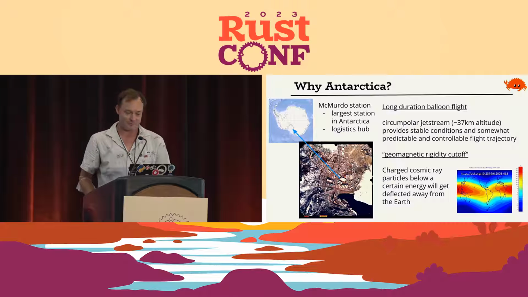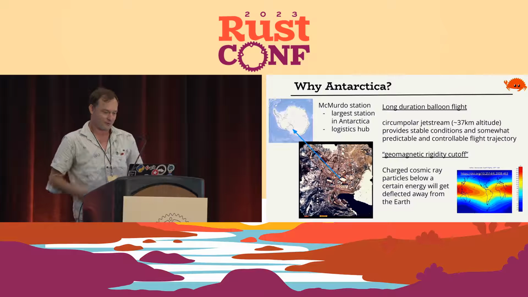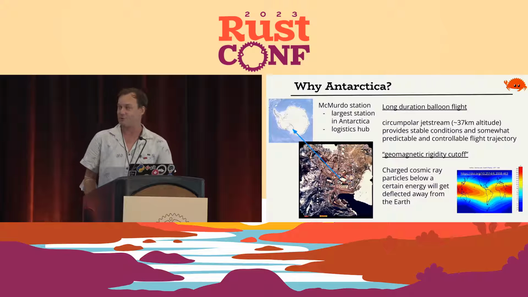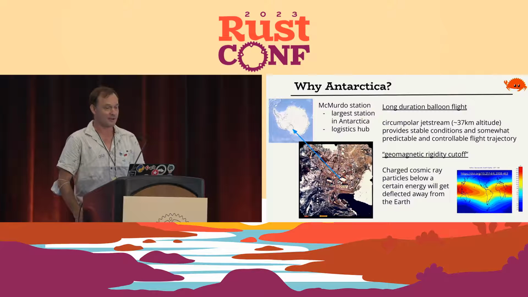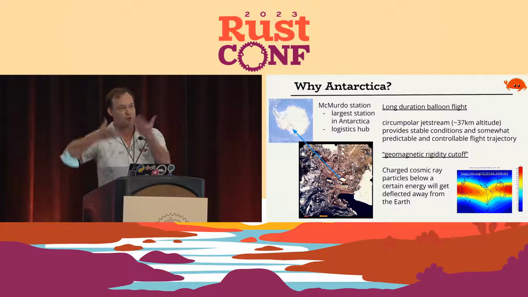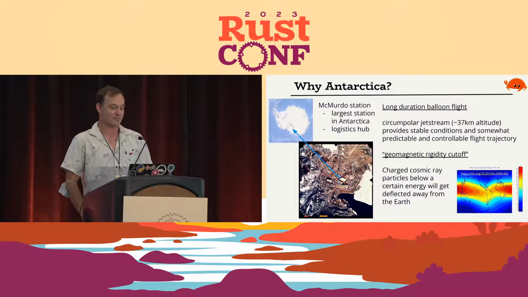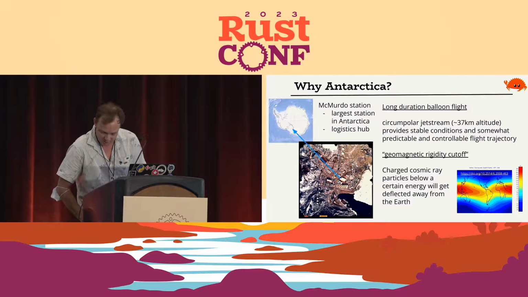Now I hope I have gotten you excited about what we want to measure and why we want to measure it. Now, where do we want to measure it? These particles, as I was telling you, come from outer space, so you have to go either to space or at least high up in the atmosphere. Antarctica is a really good place for that. First, a very basic thing: logistics is really good in Antarctica.